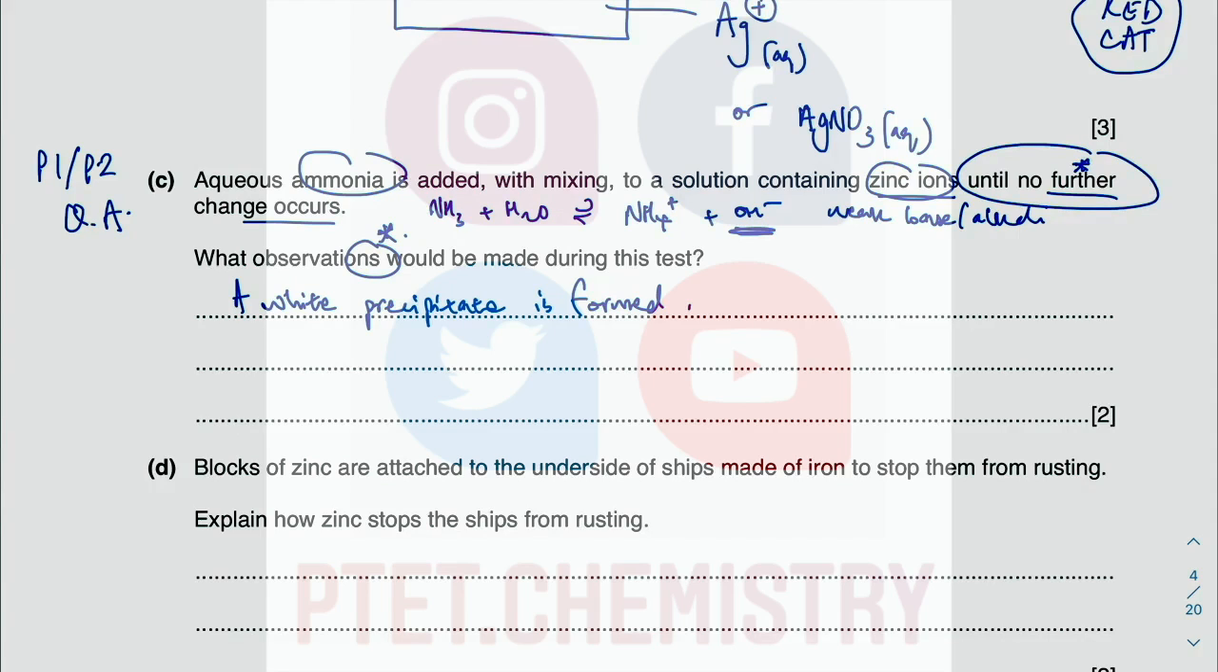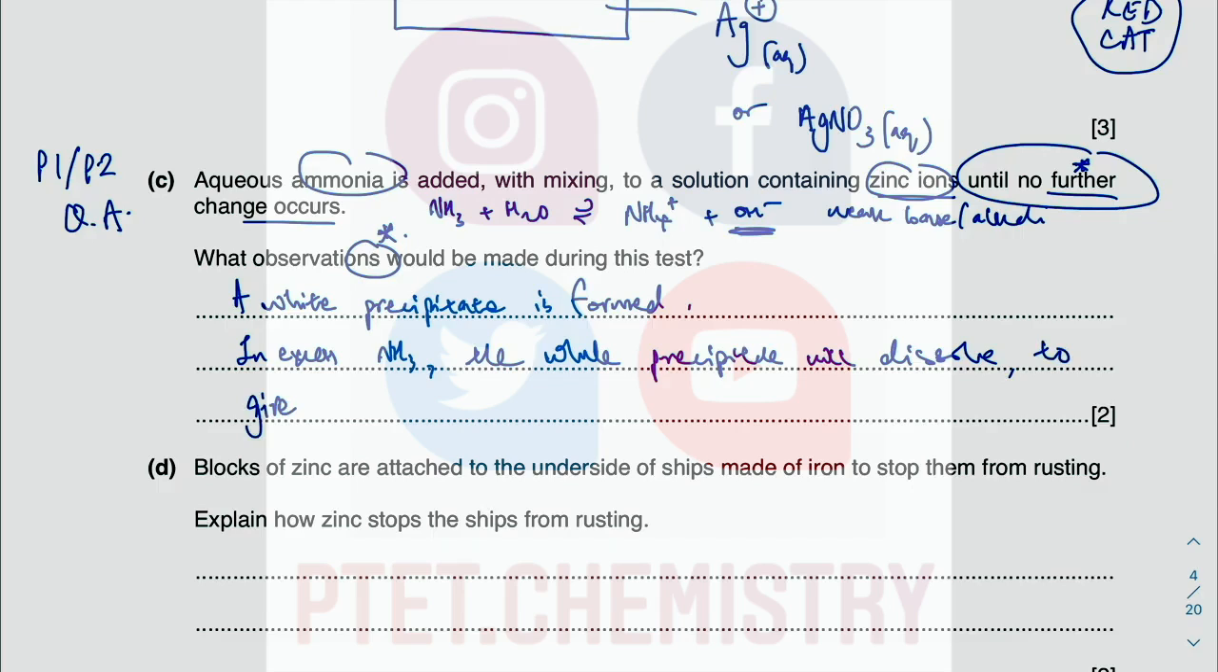in excess, right? So here, you need to think about what will happen when you have excess NaOH. When you have excess NaOH to Zn2+, what would you get? All right, would it be soluble or would it be insoluble? So the white precipitate is formed, in excess NH3, the white precipitate will dissolve, and once it dissolves, what do you see?